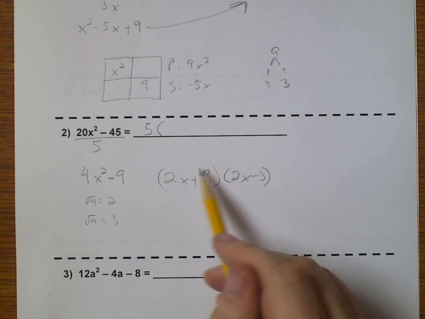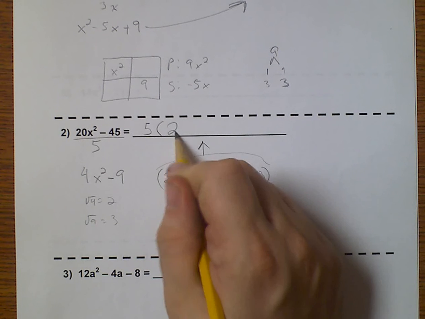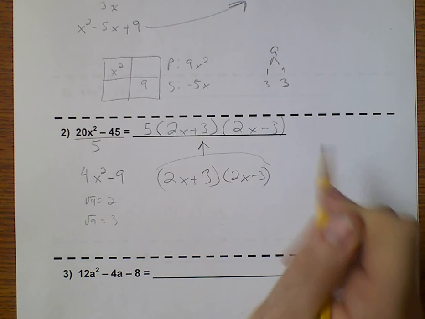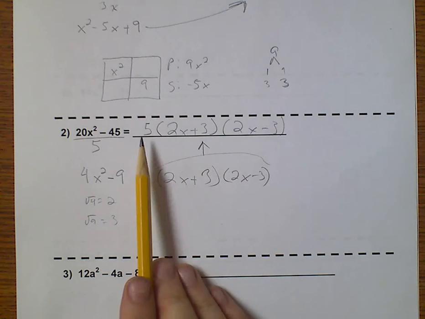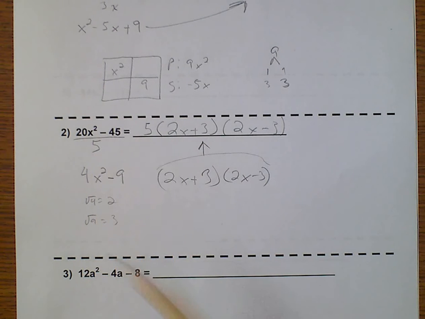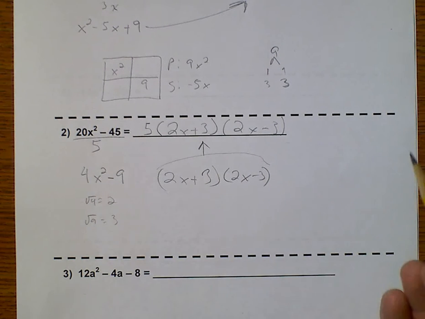And so all of this just moves up to here. 2x plus 3 and 2x minus 3. Notice that it's very important that whatever you divide by, you need to make sure you go ahead and put that on the answer blank so that you don't forget it. It's really easy to get to here, write this down, and forget that you had to start off by dividing by 5.